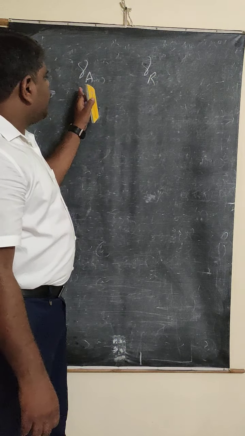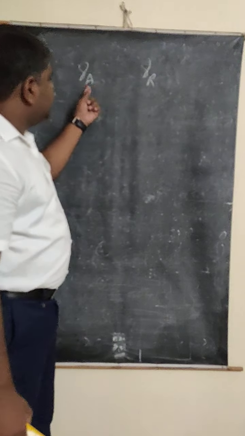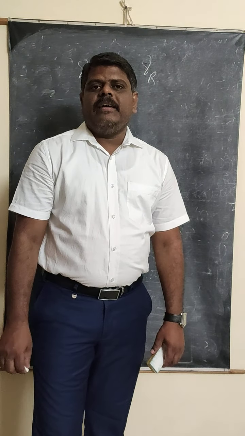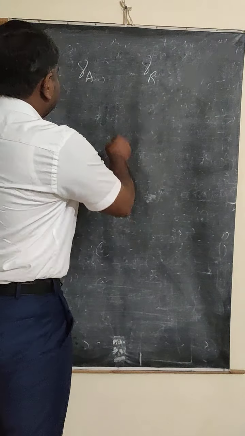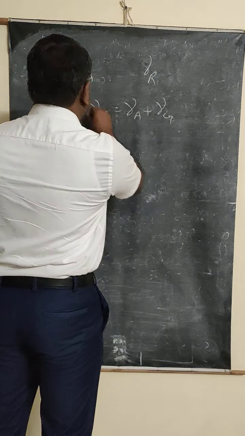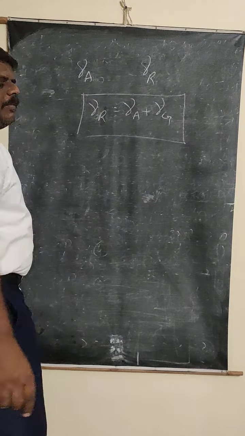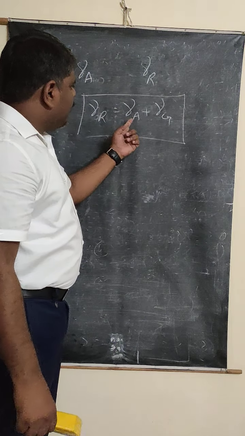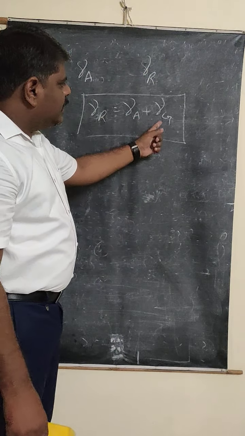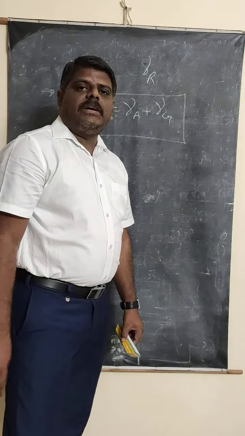It will be classified. Out of gamma A and gamma R, which one depends on the expansion of the container? Gamma A depends on the expansion of the container. Gamma R does not depend on the expansion of the container. And also in the last class we discussed the relation between them. What is the relation we derived? That is gamma R is equal to gamma A plus gamma G. The relation is very important to solve the problems. Gamma R is equal to gamma A plus gamma G. Gamma R, real expansion; gamma A, apparent expansion; gamma G, the volume expansion of the glass.